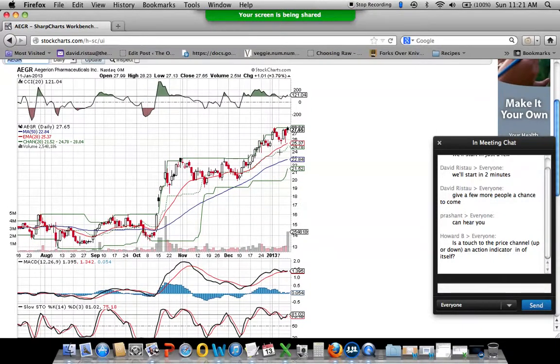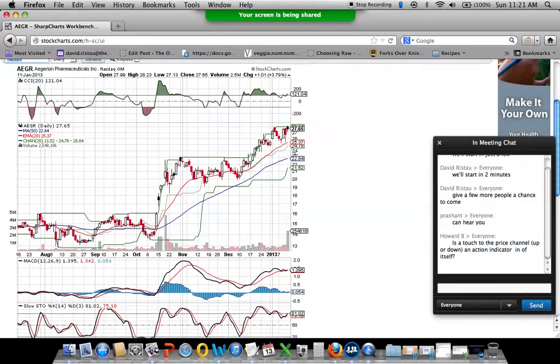So for example, here with Algerian, here's one I was watching, and it did actually touch the top price channel, and it even broke through it. The high of the day on Friday was 28.23. The price channel was at 28.04, so it broke well above the price channel. I think the level we were watching was 28.11. I'm almost certain. So I was looking for 7 cents above that level.